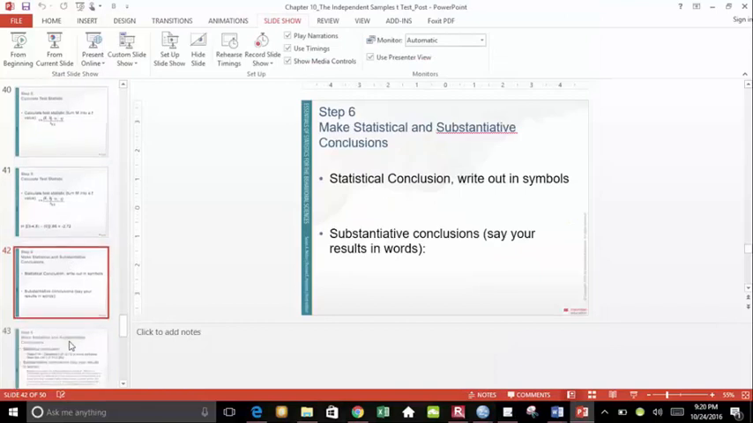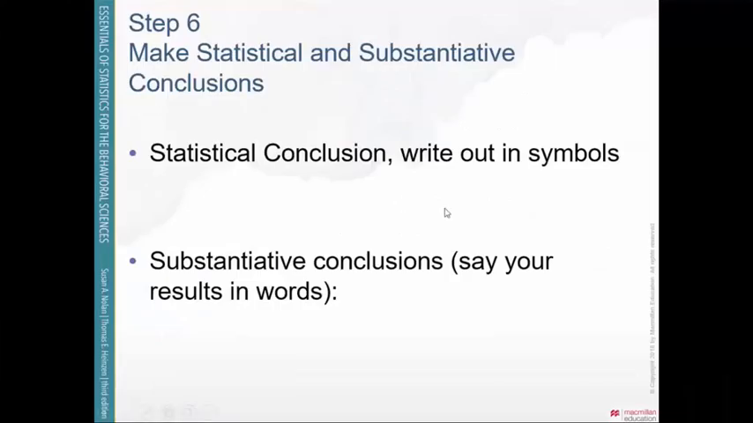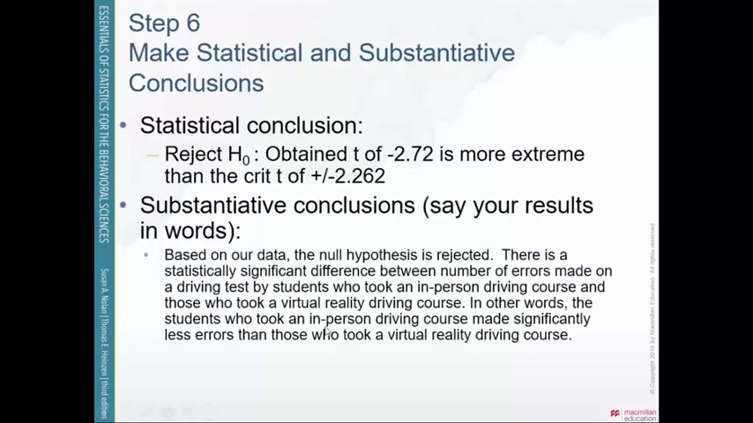Well, I'm going to let you figure it out. Take a second to write out your statistical conclusion, your substantive conclusion. Use the format that I've been showing you in the previous example and see if you can write this out. So again, pause it here. And then you would have rejected the null. Our obtained t of negative 2.72 is more extreme than the critical t of plus or minus 2.262. Substantive conclusion is we're going to reject the null. There's a statistically significant difference between number of errors made on a driving test by students who took an in-person driving course and those who took a virtual reality driving course.